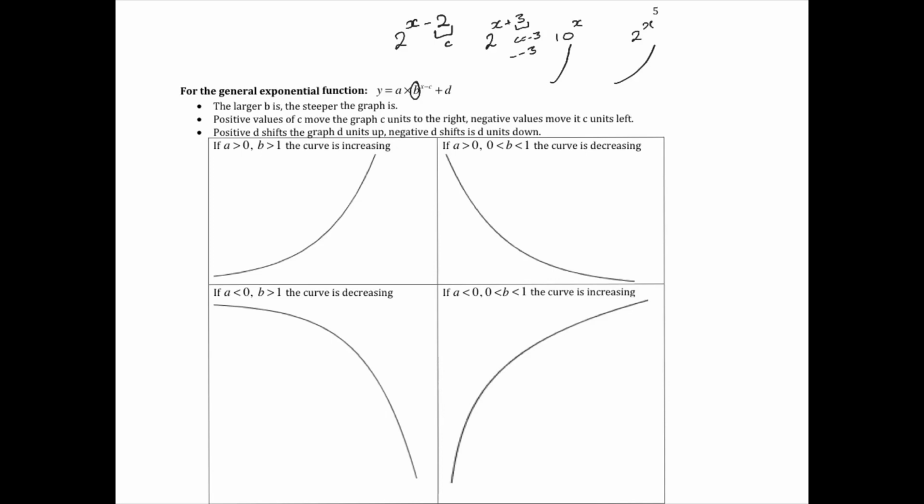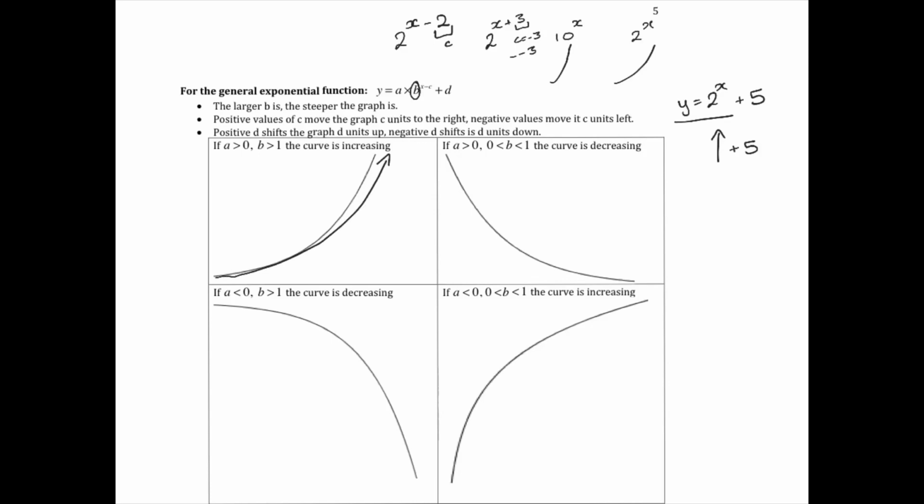Positive d shifts the graph up, negative d shifts the graph down. So if it's like y equals 2 to the x plus 5, then we're actually shifting the graph of y equals 2 to the x up 5 units. Now, if a and b are bigger than 0, the curve will be increasing, so in this direction.